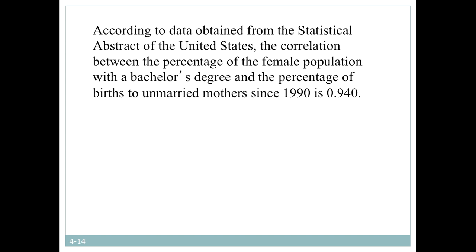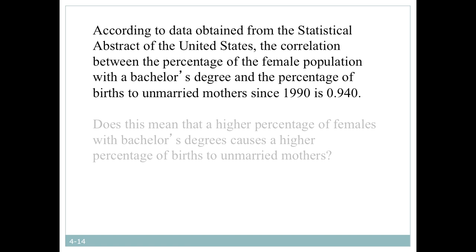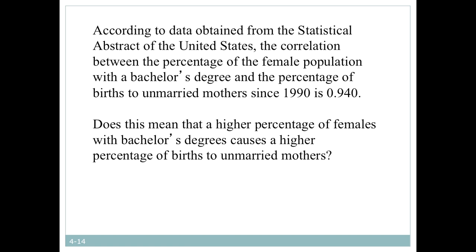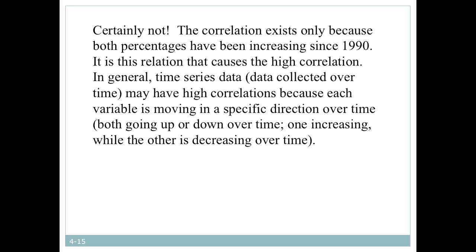Now, one note here: according to data obtained from the Statistical Abstract of the United States, the correlation between the percentage of the female population with a bachelor's degree and the percentage of births to unmarried mothers since 1990 is 0.940. You'll notice that's a very large value for a linear correlation coefficient. So what we want to talk about is, does this mean that a higher percentage of females with a bachelor's degree causes a higher percentage of births to unmarried mothers? And certainly that's not the case.